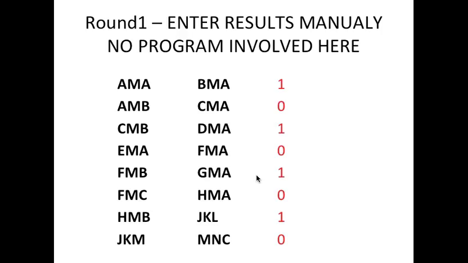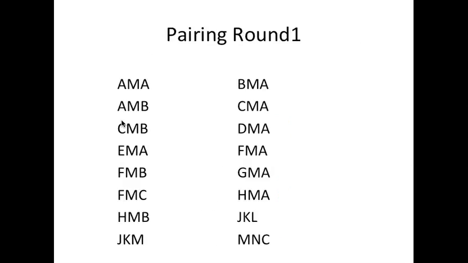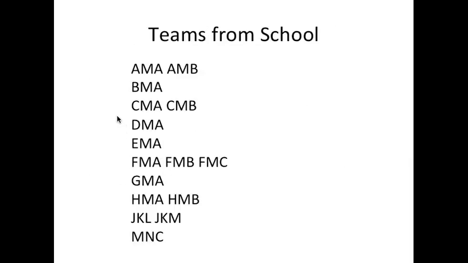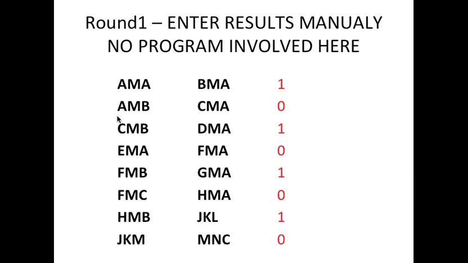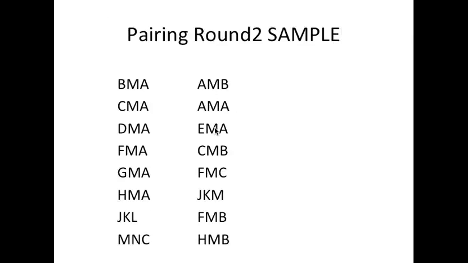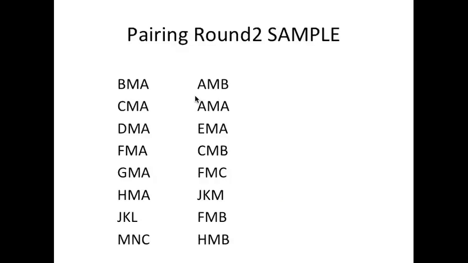The next, again, round 2 pairing. The round 2 pairing is similar to the first one. You would again go back and read whatever you want to do. Read this file, come up with a pairing, but this time they reverse it. BMA, CMA, DMA, FMA, GMA, HMA, all these teams that were on the op side of round 1 will be on the prop side of round 2. If you go back here, BMA, CMA, DMA, FMA, all that were on the opposition side, negative side, are now on the proposition side.